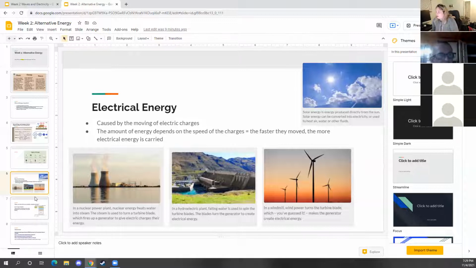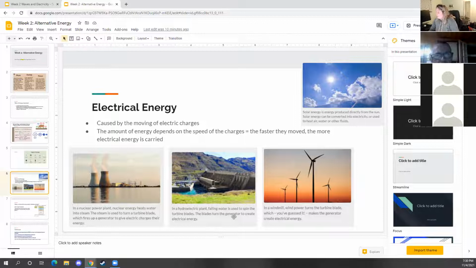Second example, a hydroelectric plant. Falling water is used to spin turbines. You're like, okay, what is being used there? Well, falling water is gravitational energy, right? If we go back to this, that's a form of potential energy. So this potential energy is falling, and that water is used to spin a turbine blade. So our gravitational potential energy is turning into mechanical energy. Then the blades turn the generator, which creates electrical energy. So it's another example of how we're constantly converting different forms multiple times in these scenarios to ultimately create electrical energy.